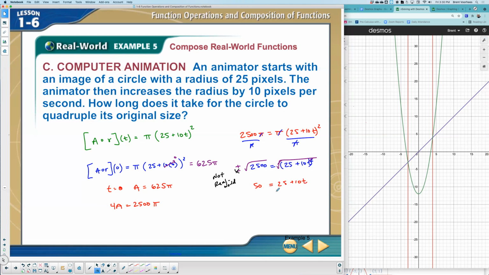I would subtract my 25. You're probably thinking, man, the calculator would have been a lot faster. Yeah, I agree. And dividing by 10, I think the time is going to be 2.5 seconds. T equals 2.5 seconds. Let's see if that's accurate.